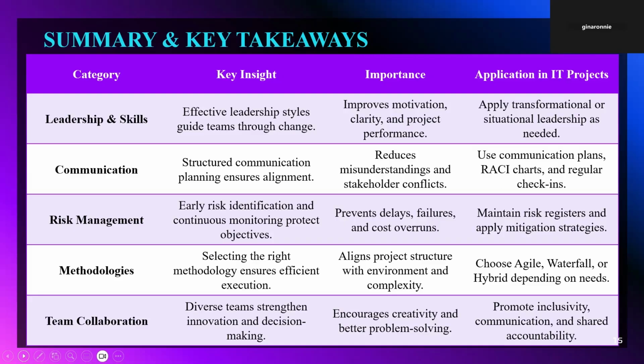In terms of communication, structured communication is equally critical. Having a clear communication plan ensures that the stakeholders remain informed and aligned, and tools like RACI charts, status reports, and regular check-ins help reduce misunderstandings and prevent conflicts before they escalate. Proactive risk management protects project objectives by identifying risks early and continuously monitoring them. Project managers can prevent delays, control costs, and reduce the chance of project failure. This is typically done using risk registers and mitigation strategies.